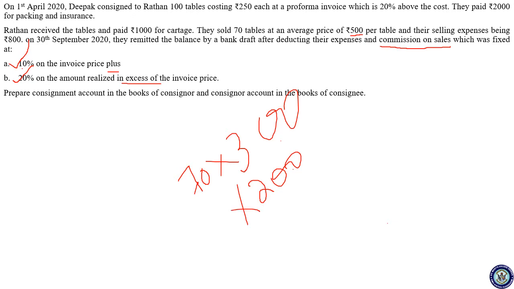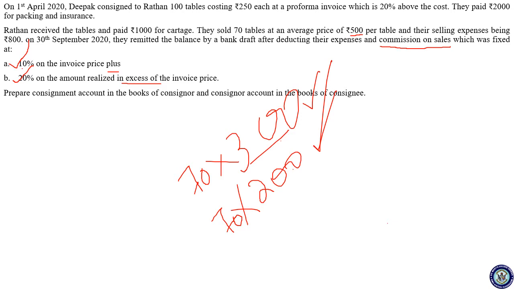Again you have to multiply by 70, because why 70? Commission is calculated on sales. So 70 units were sold. So on this 20%, on this 10%, and on this 20%, how you got 300? It is 10% of the invoice price. My invoice price is 300. 70 units were sold. So you will get 21,000 on that 10%.